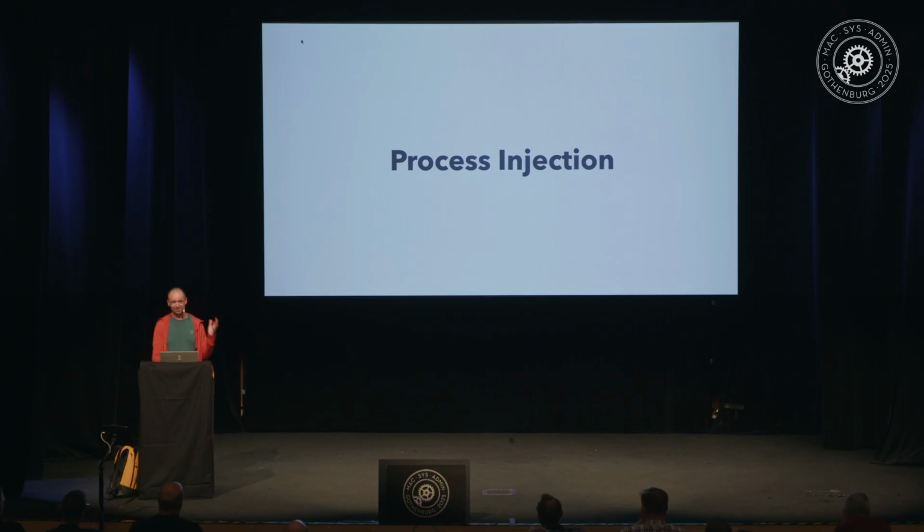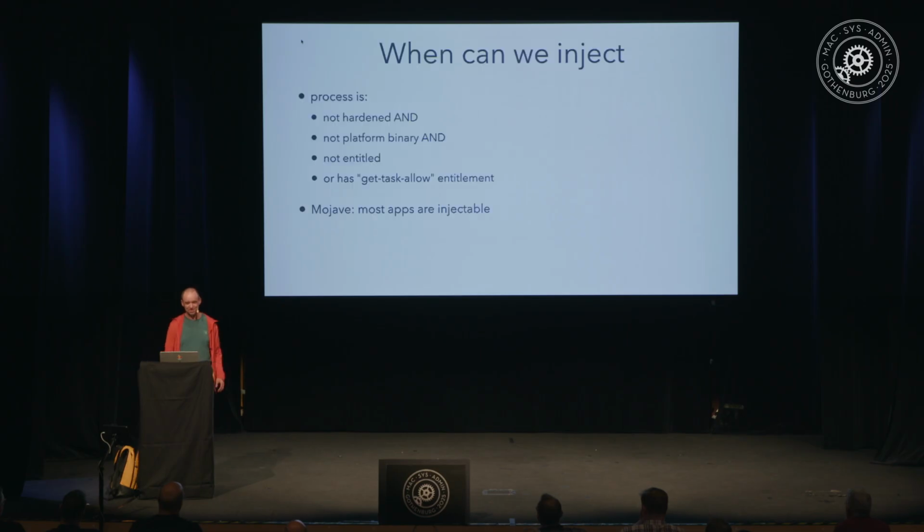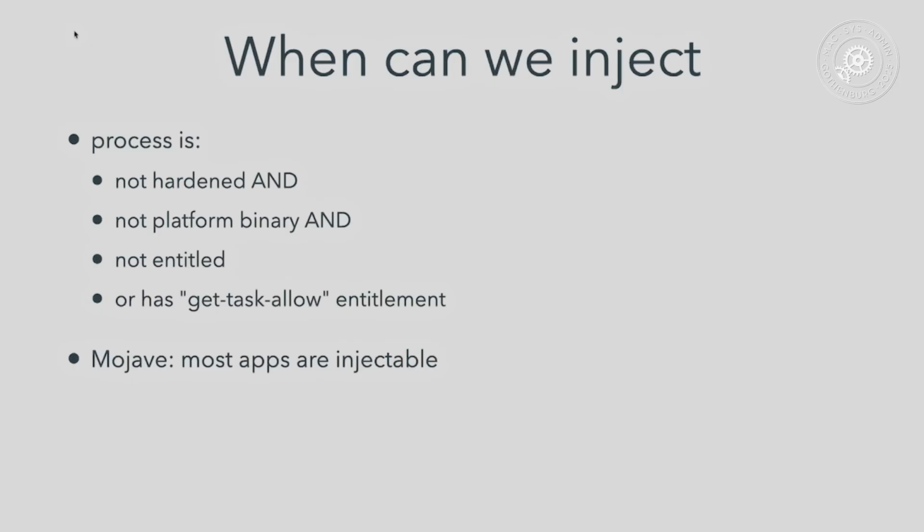Process injection, we heard a lot about this from Wojciech. Why you shouldn't inject into other processes. Basically, the reason is, again, if you can inject into another process, you can impersonate that process and access the same resources that process can. So basically, you can only inject if it's not hardened, if it's not a platform binary, if it's not entitled, or it has a get-task-allow entitlement.